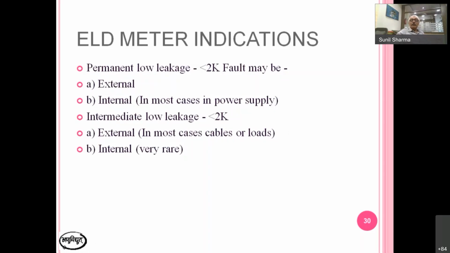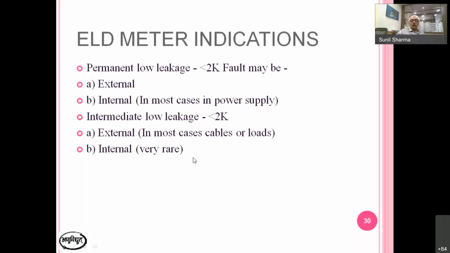These are intermediate low leakages. For example, suppose there is a green signal having a leakage. As soon as this is on, the leakage appears in the ELD, and when it is off, the leakage disappears. If you reset it, it becomes reset. So where it lies, again, either you observe it, or with the help of CIT you can also doubt where it lies.